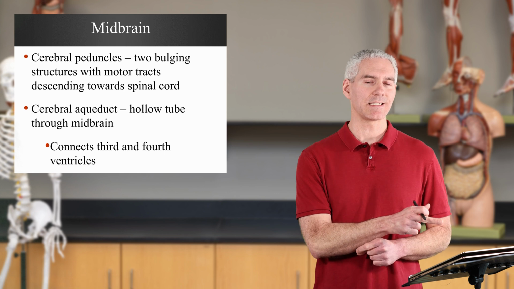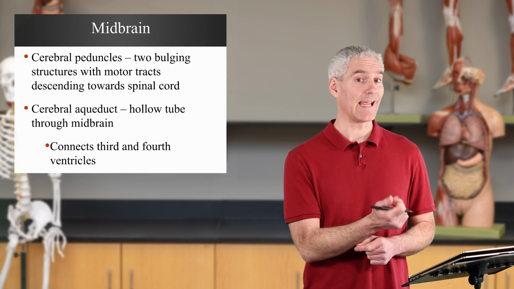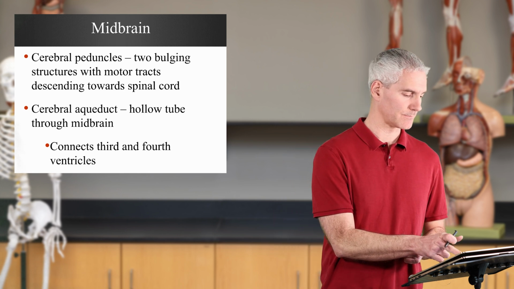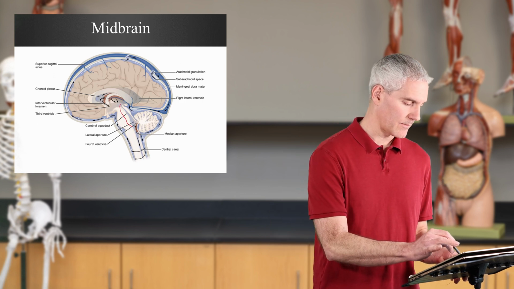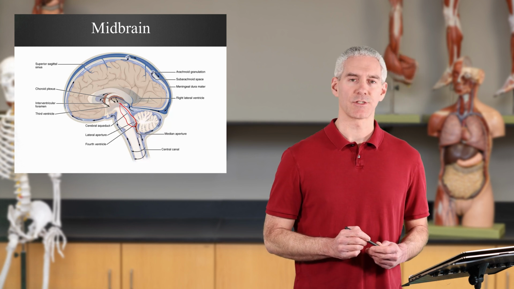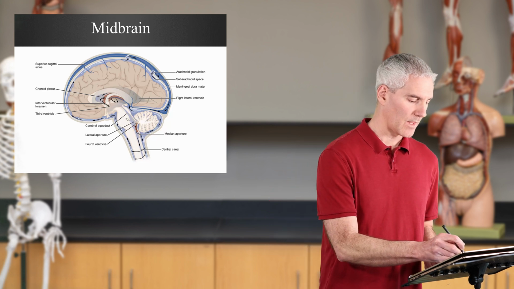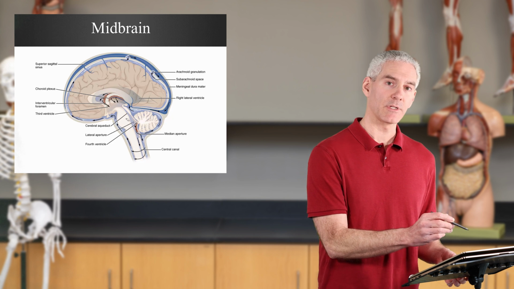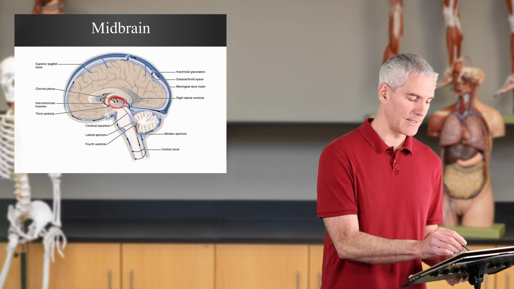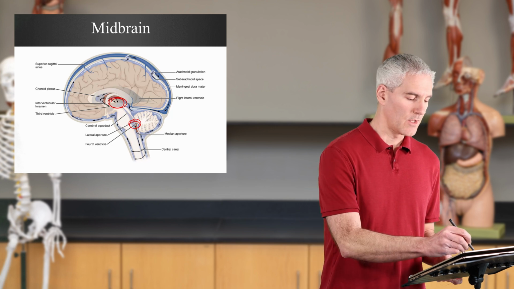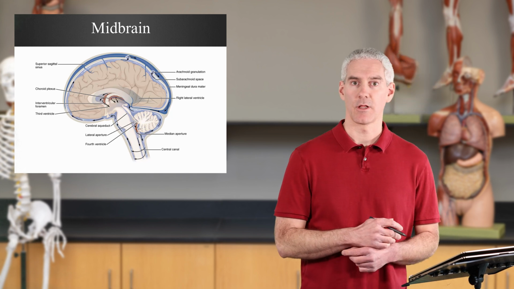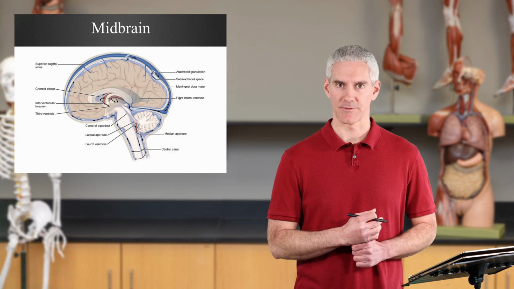Now, while we can't see the cerebral peduncles, we can see the cerebral aqueduct. So in this image, right here, this channel is going to be the cerebral aqueduct. It's going to allow cerebral spinal fluid from the third ventricle here to travel to the fourth ventricle right here. So you're going from the third to the fourth ventricle, allowing the flow of cerebral spinal fluid.